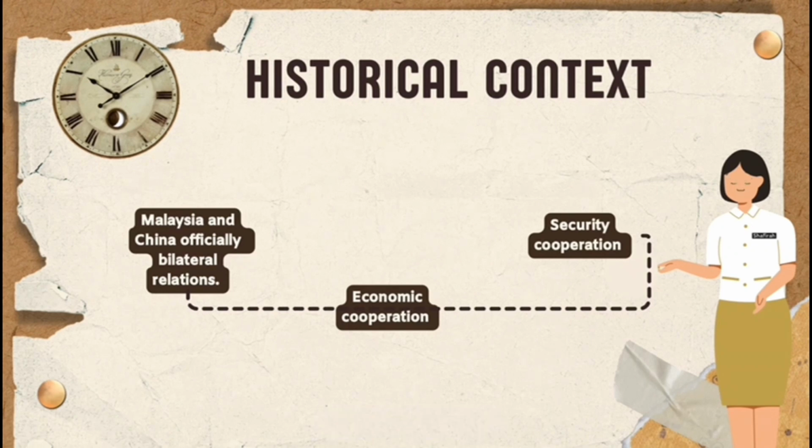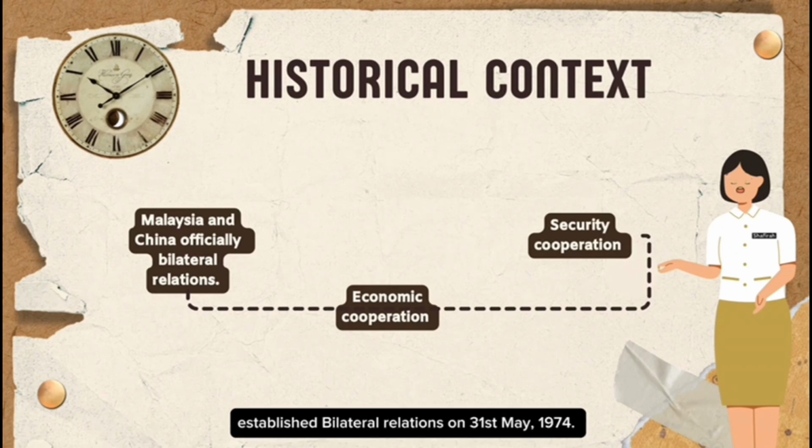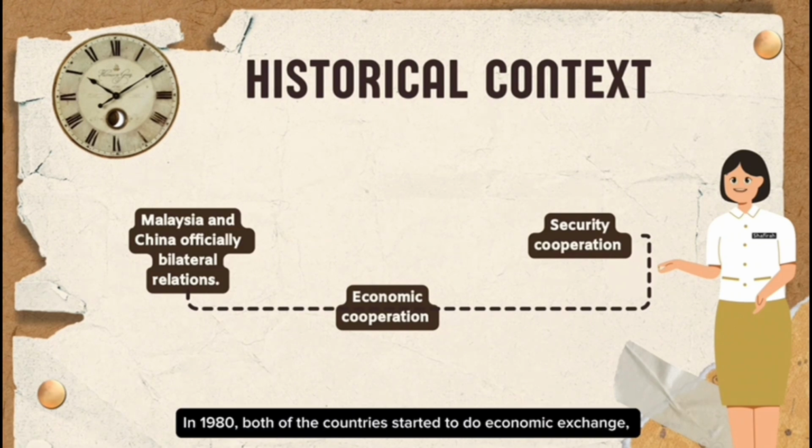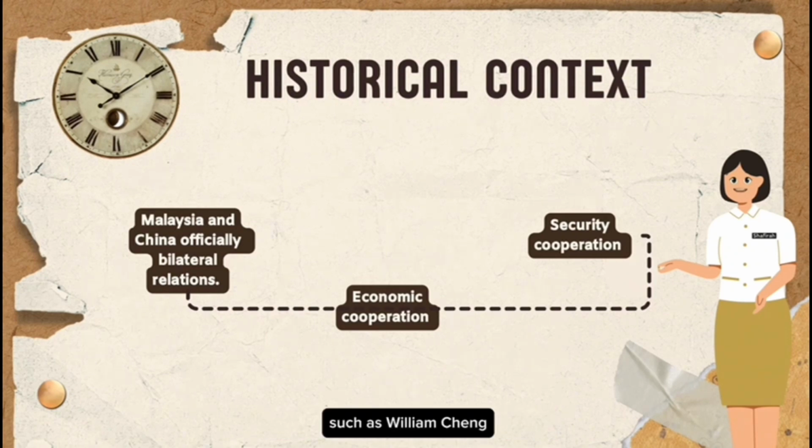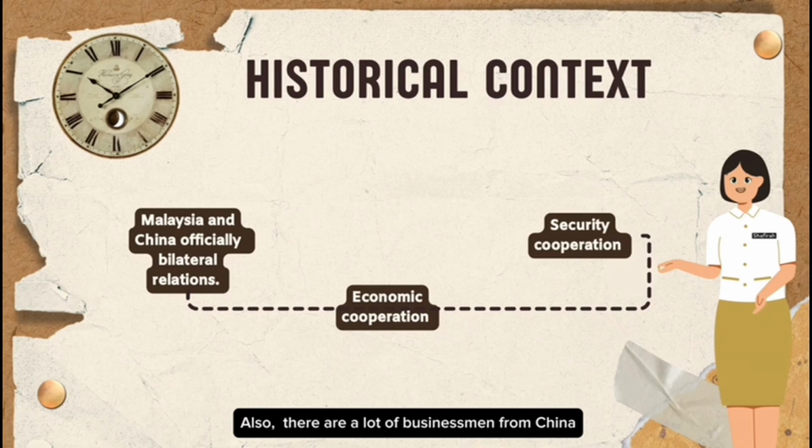Malaysia and China established bilateral relations on 31st May 1974. These relations have many positive effects, especially in economics. In 1980, both of the countries started economic exchange. Malaysia invests in China and vice versa. For example, there are some businessmen from Malaysia who invest and build factories in China, such as William Cheng Hangjam, who established the Pakistan Group. Also, there are a lot of businessmen from China that came to Malaysia to visit.